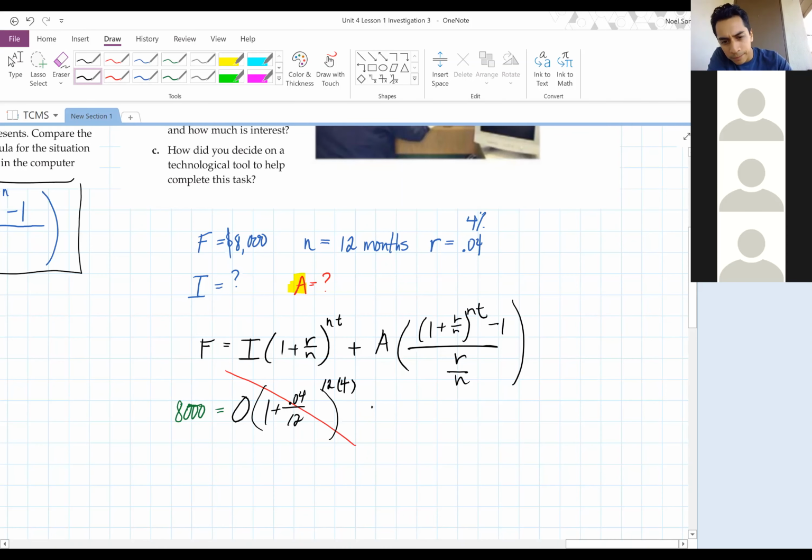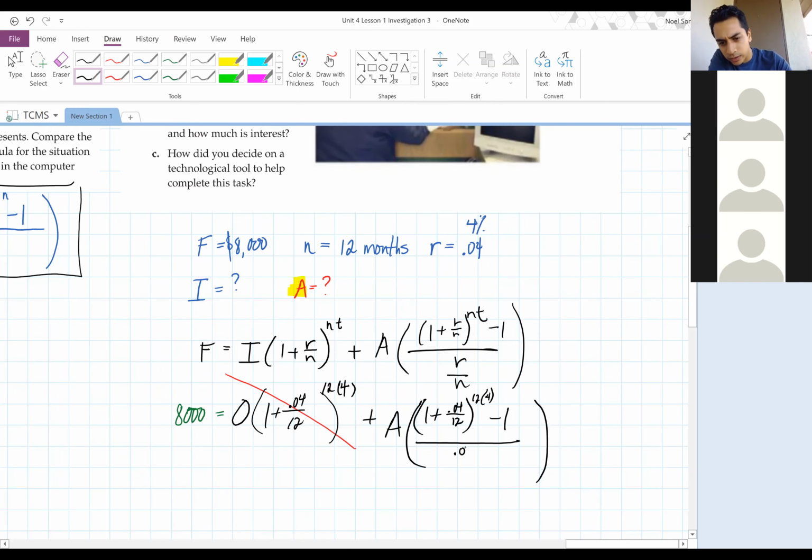So now as we move on, we're really only going to be dealing with the right part of the equation. We still have A because that's still the big unknown, and then we can fill in the rest. So we have 1 plus 0.04 all over 12, to the, in this case, the n is still 12. The time is 4 years, minus 1, all over. Then you have your rate divided by your compound factor one more time, so it's 0.04 all over 12.